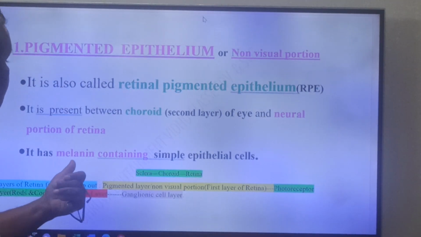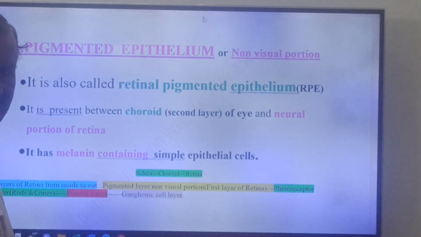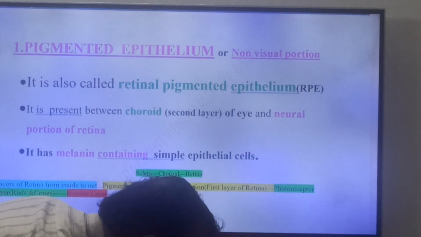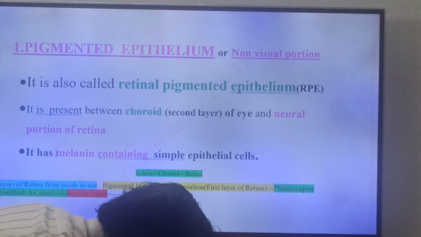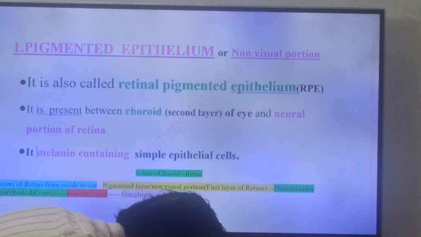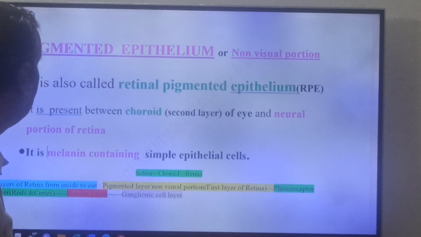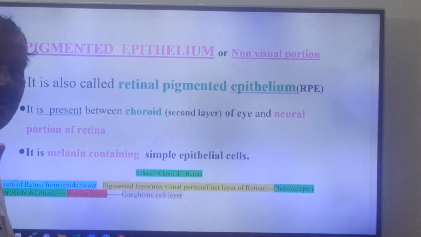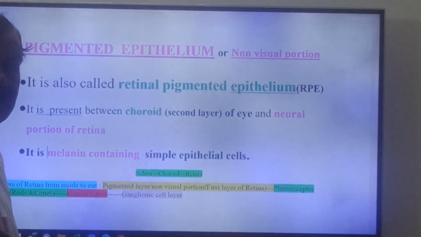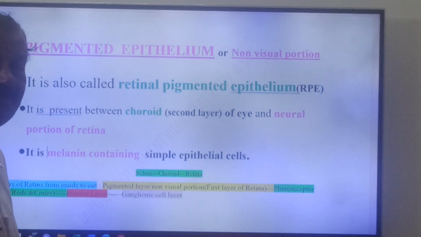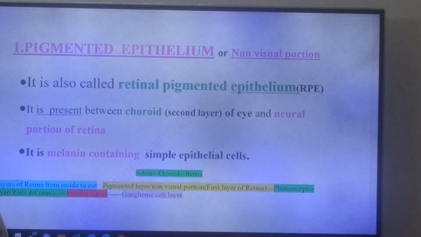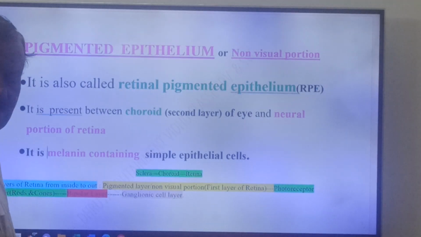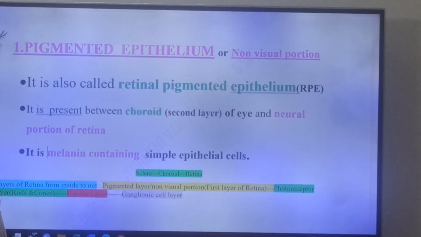Now see, friends, it has melanin. It has melanin and is made up of what, friends? It is melanin containing simple epithelium. It is melanin containing simple epithelial cells. You know, friends, what is simple epithelium? Here the epithelial cells are arranged in a single row or one row. Because of that, it is called pigmented epithelium. Name the pigment present in the pigmented epithelium, that is melanin.